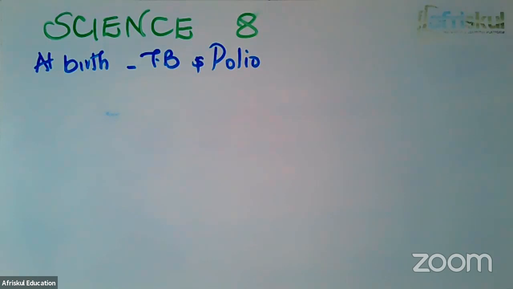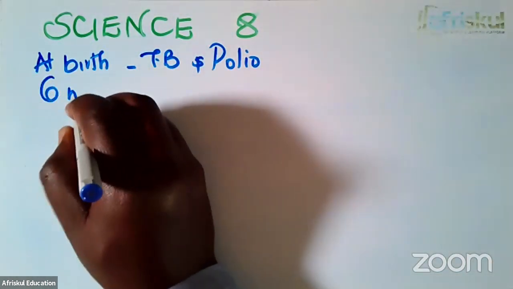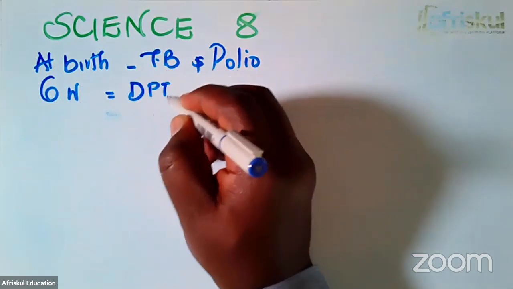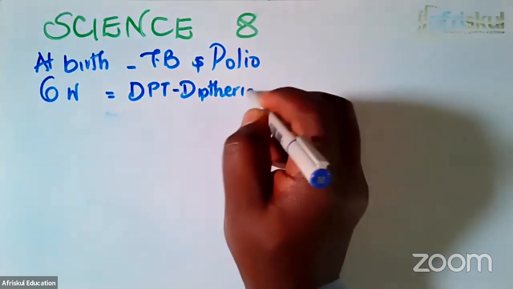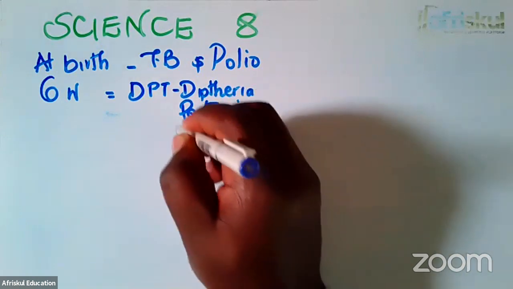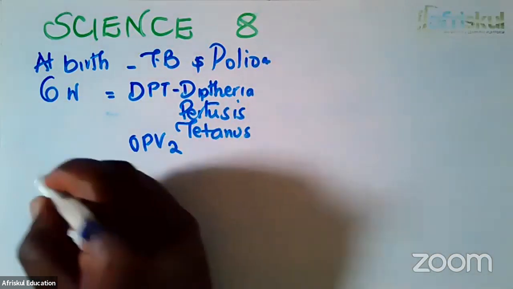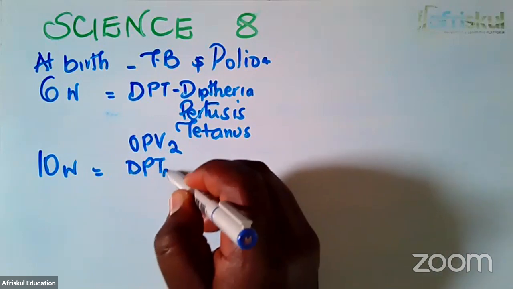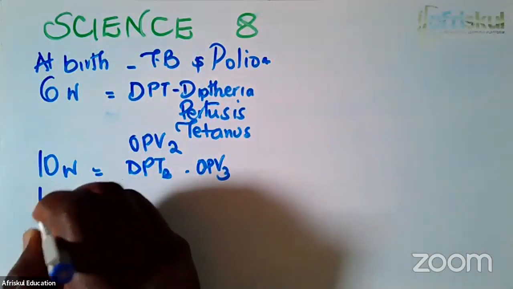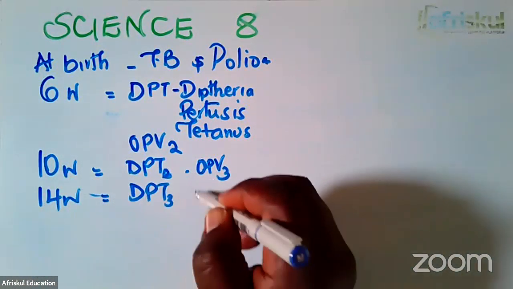I'll start with the immunization schedule. Disease number 1 is at birth. At birth, one baby is immunized against tuberculosis and polio. At 6 weeks, we have the DPT, meaning diphtheria, pertussis, which is also whooping cough, and tetanus. We also have the OPV2, which is a polio vaccine. At 10 weeks, we have DPT2 and OPV3 for the same diseases. At 14 weeks, we have DPT3 and OPV4.